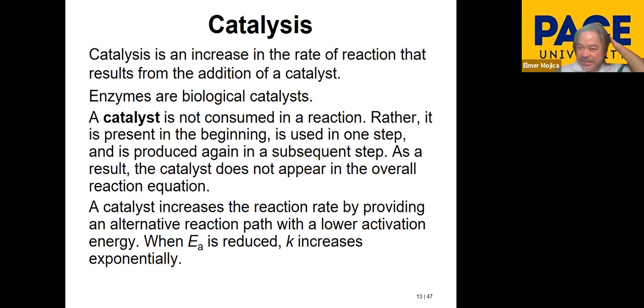So a catalyst is anything that makes the reaction faster. And how does it make it faster? Usually, it increases the reaction rate by providing an alternative reaction pathway with lower activation energy. And when the activation energy is reduced, your k increases exponentially.